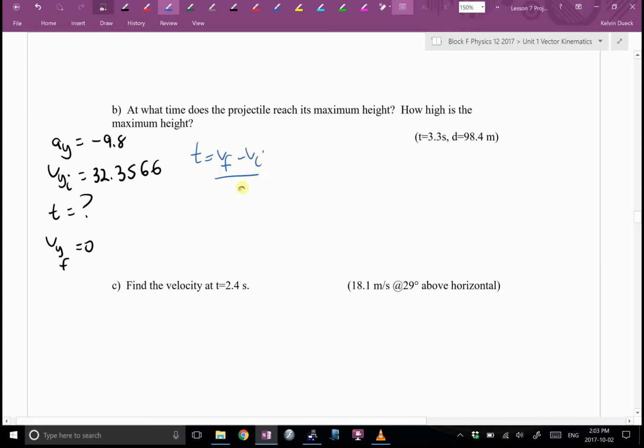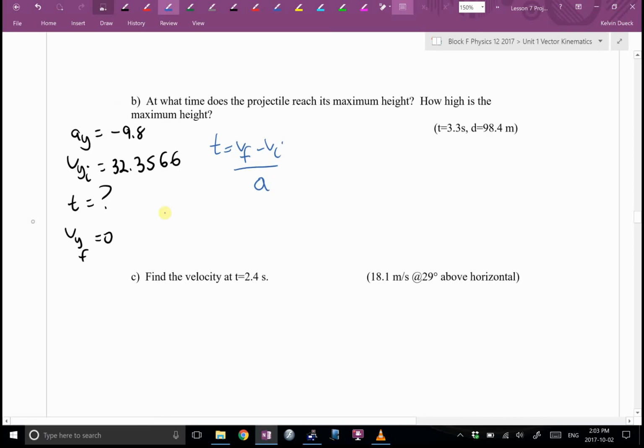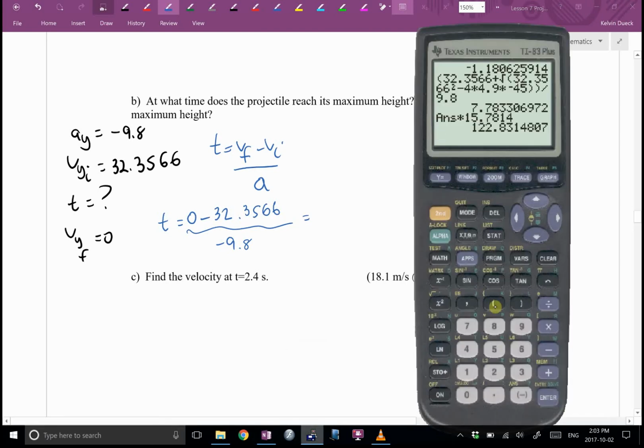So you're telling me that, and just make sure I use all vertical values? So the time to get to the top is going to be 0 take away 32.3566, all divided by negative 9.8. I get 0 minus 32.3566, close off the top, divided by negative 9.8. And I get 3.30 seconds.